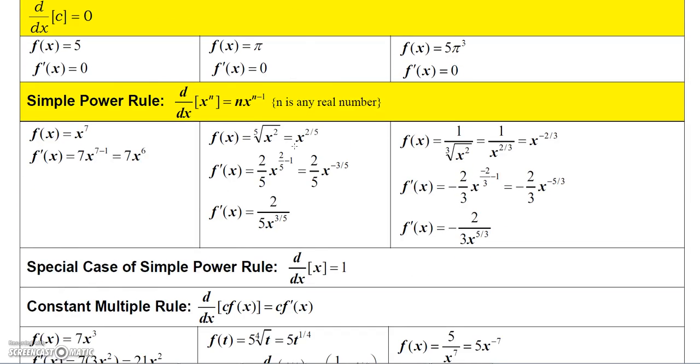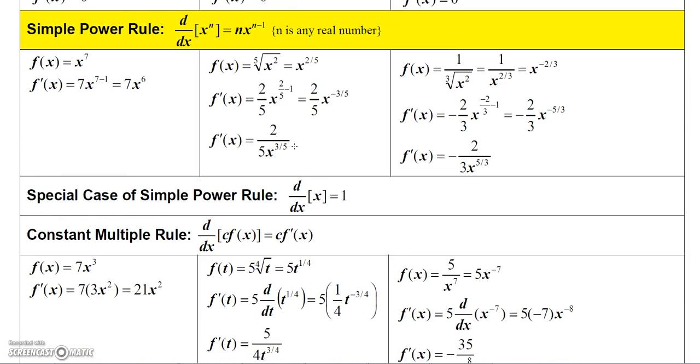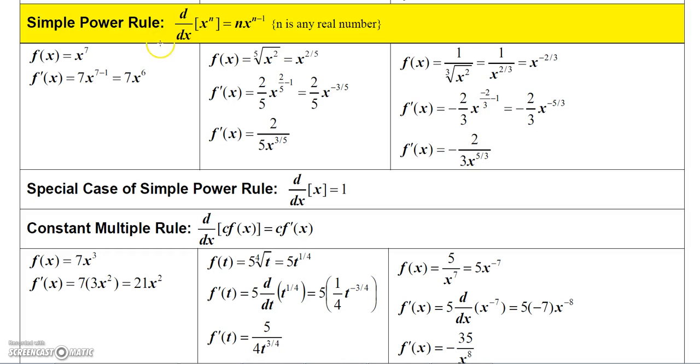Okay, now then we have the simple power rule. Now in a later video I'll talk about the general power rule, but the simple power rule basically says if you want to take the derivative of an independent variable to the nth power with respect to that same variable, then that's going to equal n times x to the n minus 1, where n can be any real number. So what you do is you just bring the n down as a factor, and then you reduce the exponent by 1.